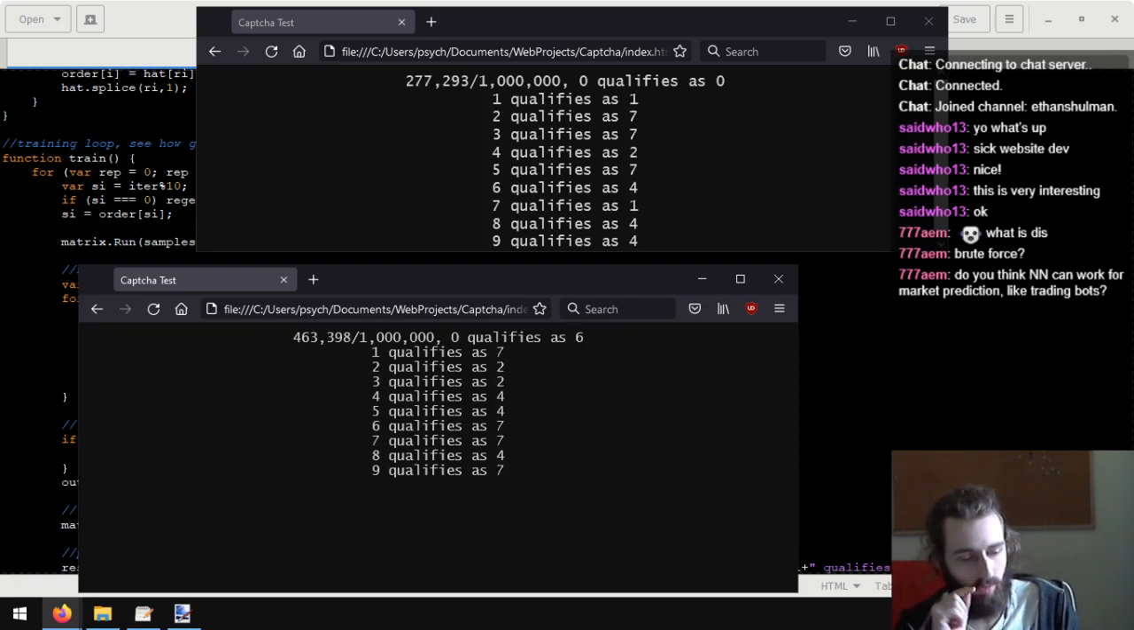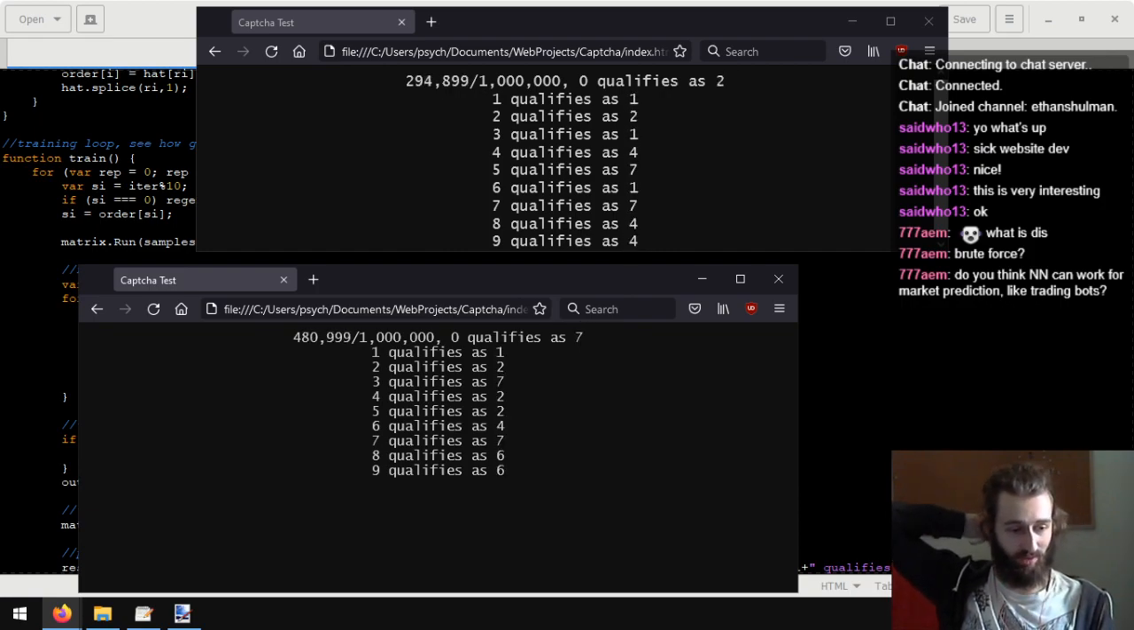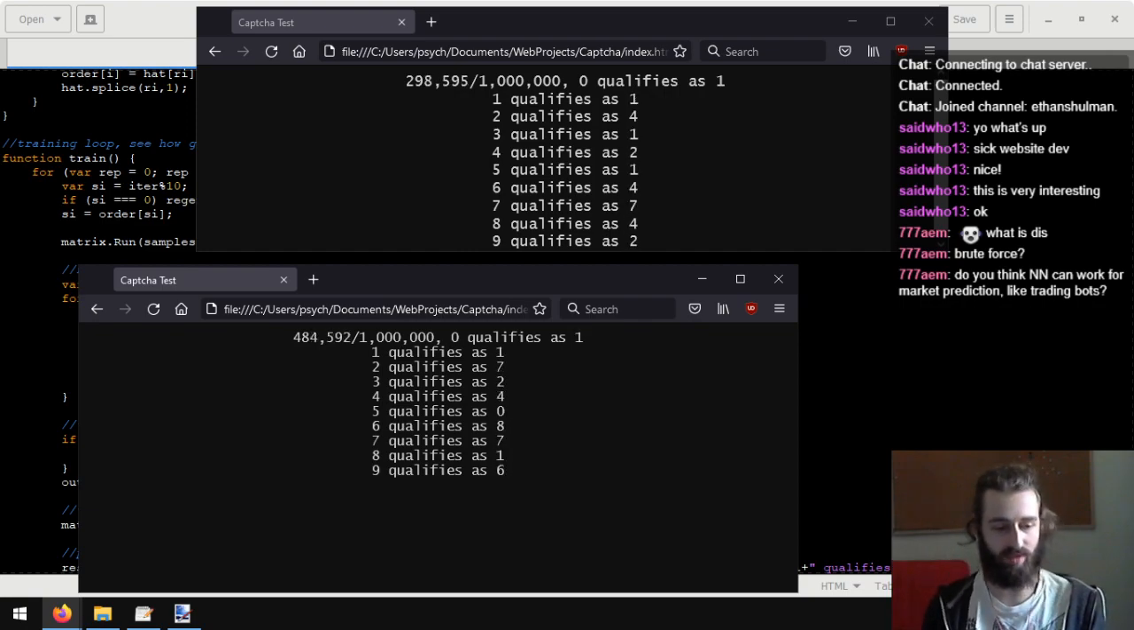Do you think neural network can work for market prediction like trading bots? No. I've heard that algorithmic trading is horrible and that you basically lose money, because you'll train a neural network on like the data from 2010 to 2020 and the neural network will be like, oh yeah, I figured out all these patterns that let you make money off the 2010 and 2020 data, and then you start applying it to like 2021 data and that shit does not work.